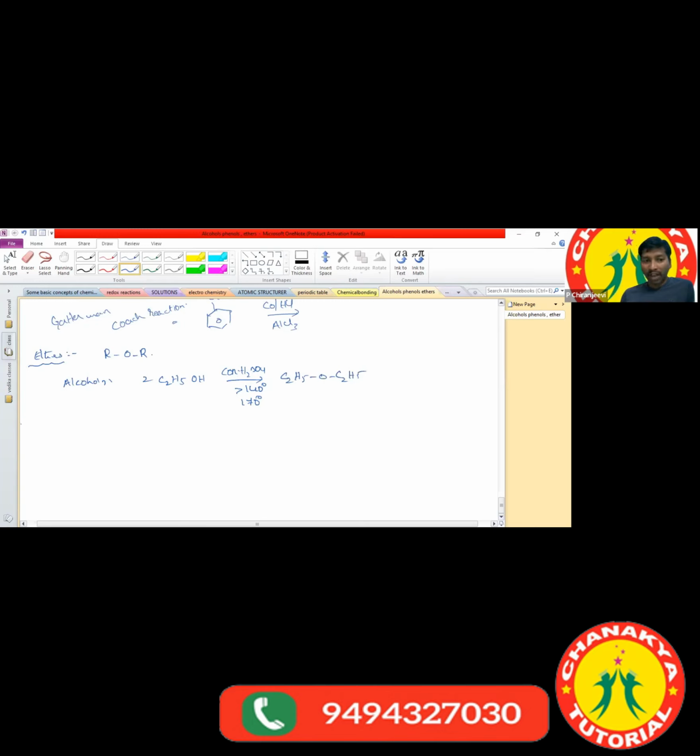Yes, sir. What is the other important method we have? The Williamson synthesis reaction. By using the Williamson synthesis reaction, we can prepare symmetrical or unsymmetrical ethers. It is one of the best methods to synthesize symmetrical and unsymmetrical ethers. The Williamson synthesis reaction follows the SN2 reaction mechanism.